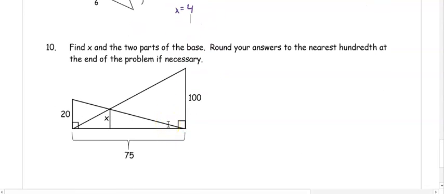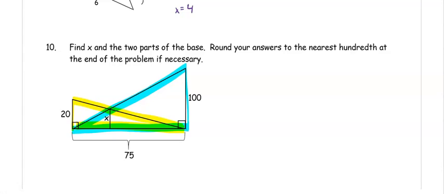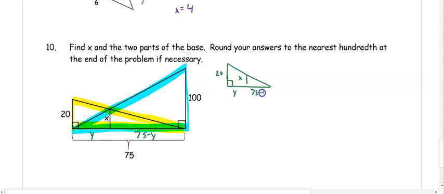In number 10, we want to find x and the two parts of the base. So here we have two different triangles. We have the yellow triangle going one direction, and we have the blue triangle going the other direction. We have x in that middle line going to where they intersect from the base. We know the base is 75. So we can call the other two base parts y, and then 75 minus y. So if I redraw these triangles, I have 20, x, y, and 75 minus y. This whole length is 75.